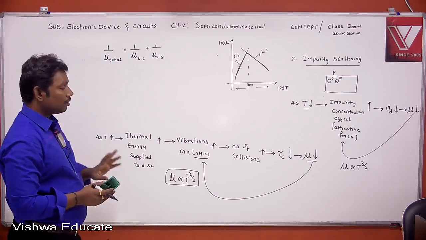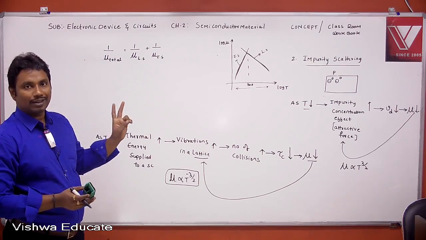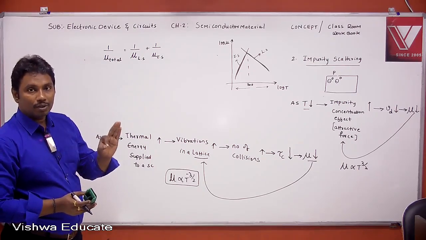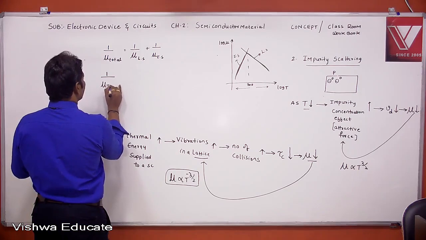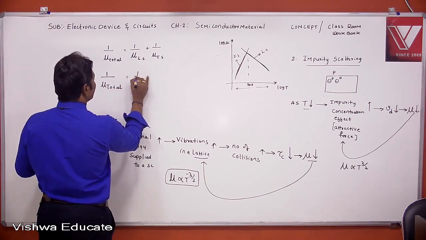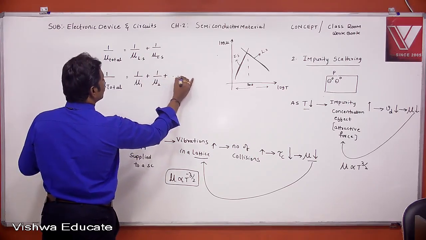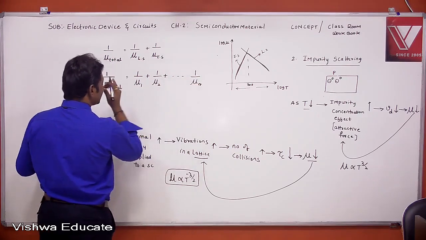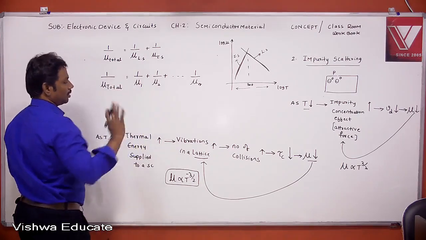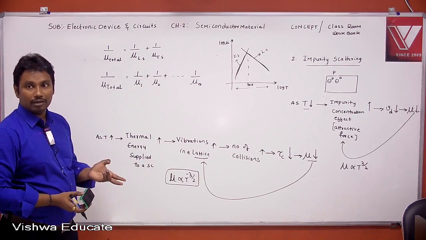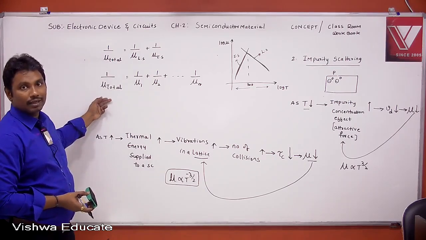For example, in a material, if n scatterings occur, what is the total mobility offered by a charge carrier? Here, 1 by mu total is equal to 1 by mu 1 plus 1 by mu 2 and so on, plus 1 by mu n. This is the total mobility offered by a charge carrier due to n scatterings. If two scatterings occur, only this is the equation. If n scatterings occur, this is the equation. Copy.